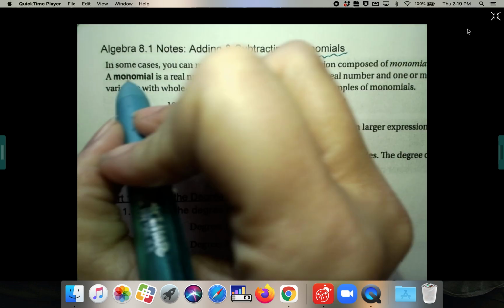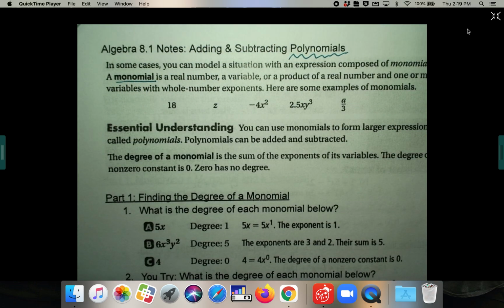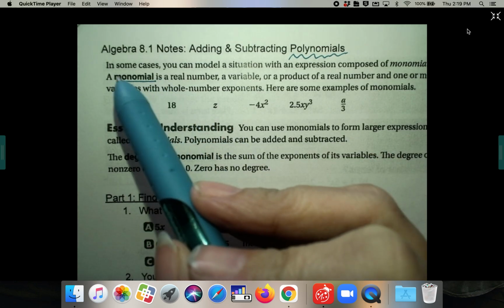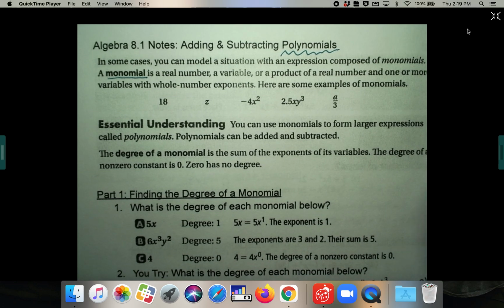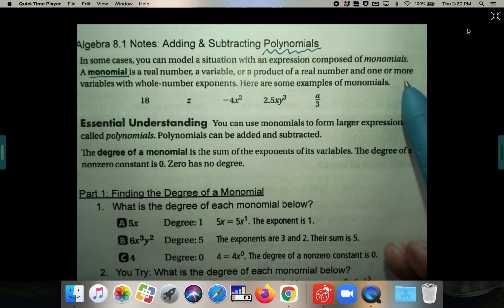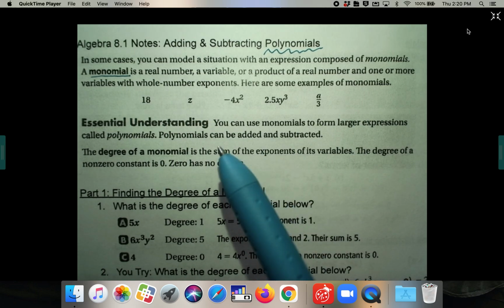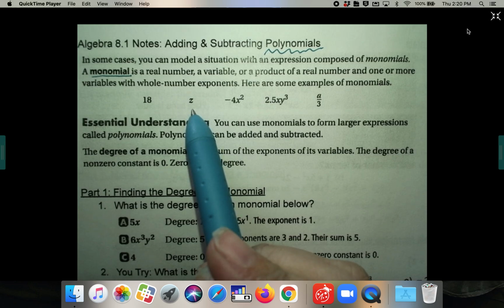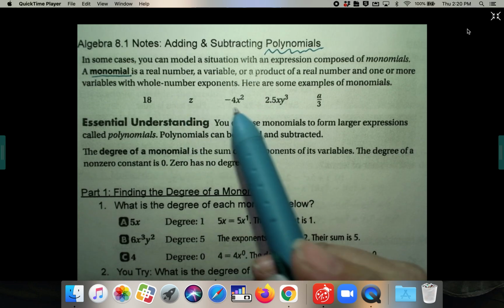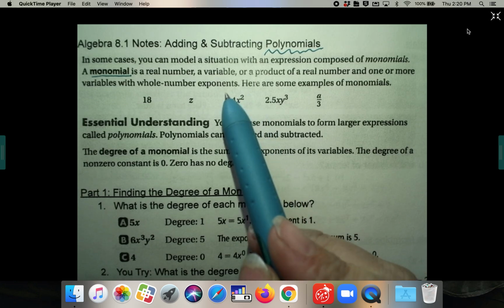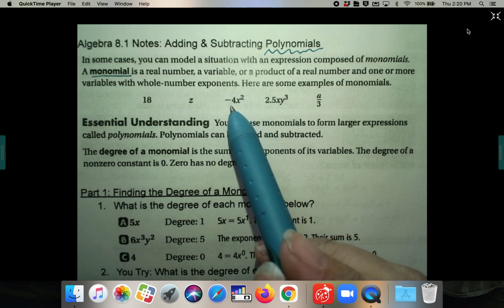So we're going to start with a monomial. This should have been copied on your papers in color, which would have showed you this is highlighted, but that's okay. A monomial is a number, a variable, or a product of a real number and one or more variables. So here are some examples. It could be just the number 18. It could be just the variable z. Or it could be one whole term, negative 4x squared. This is a monomial because it's only one term.